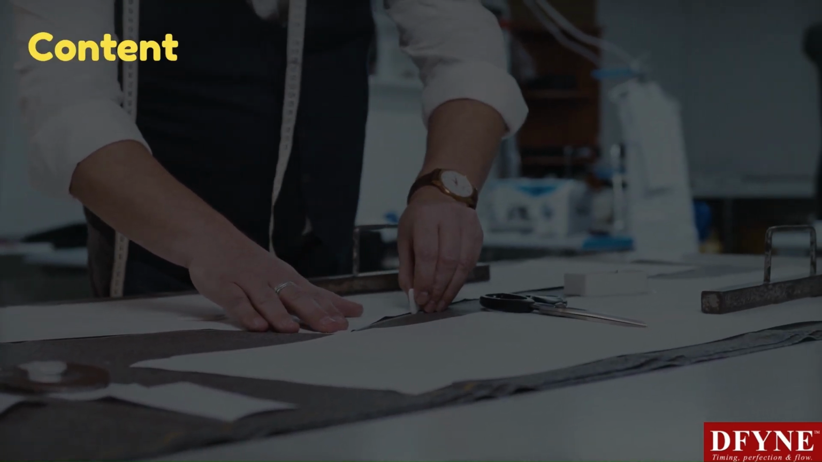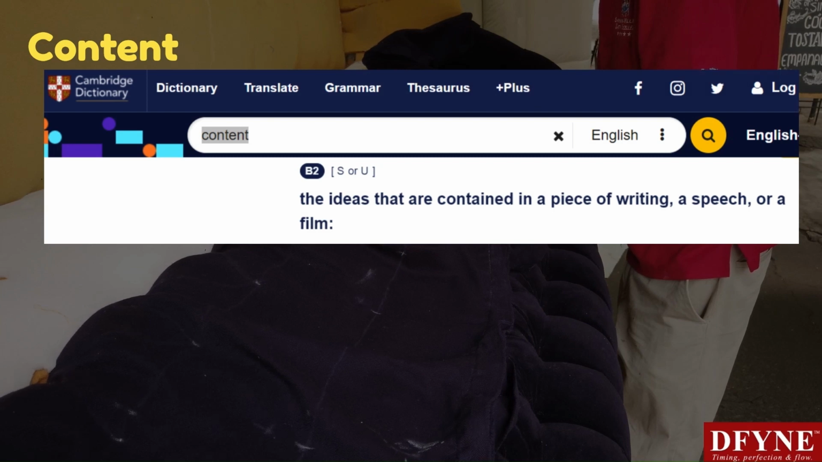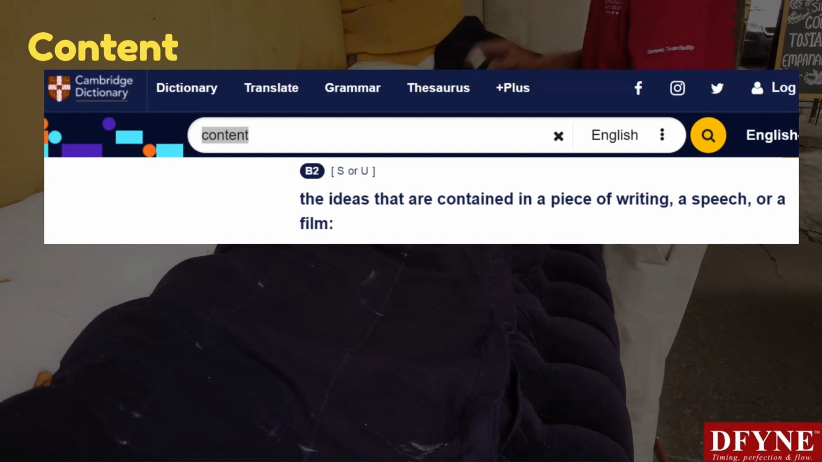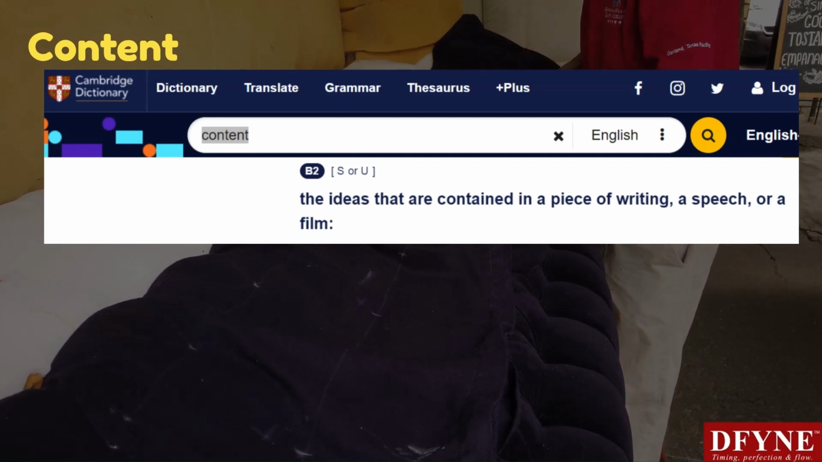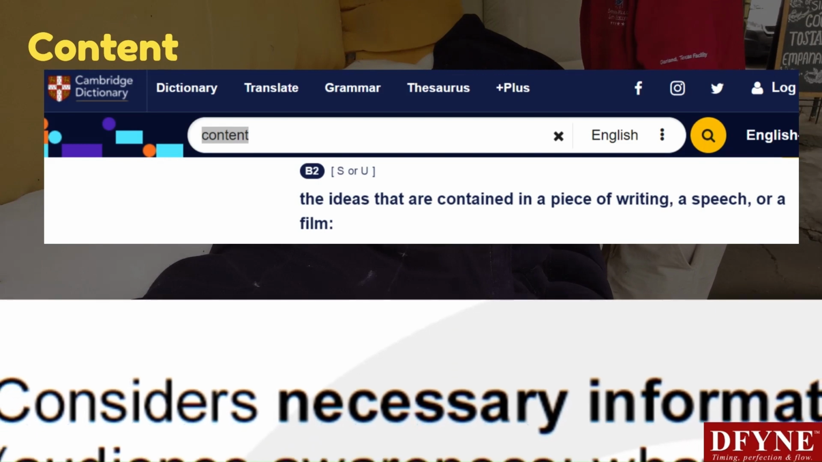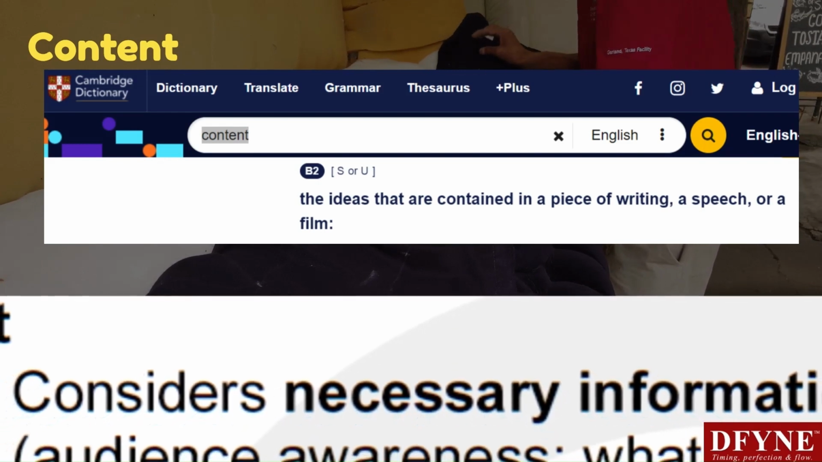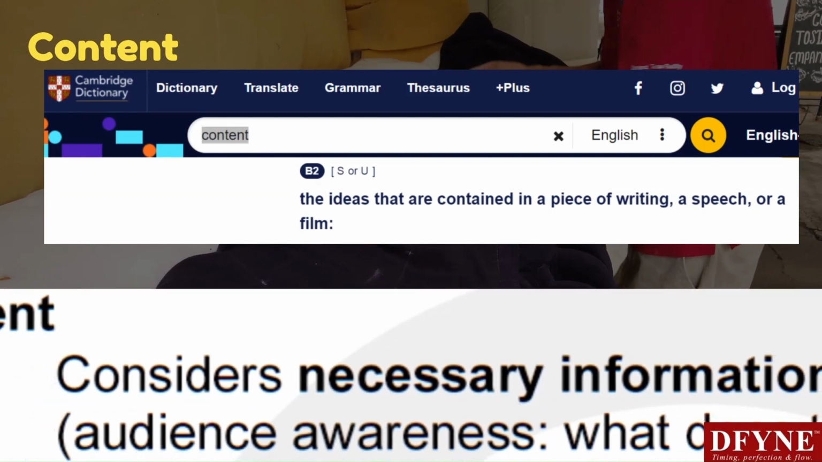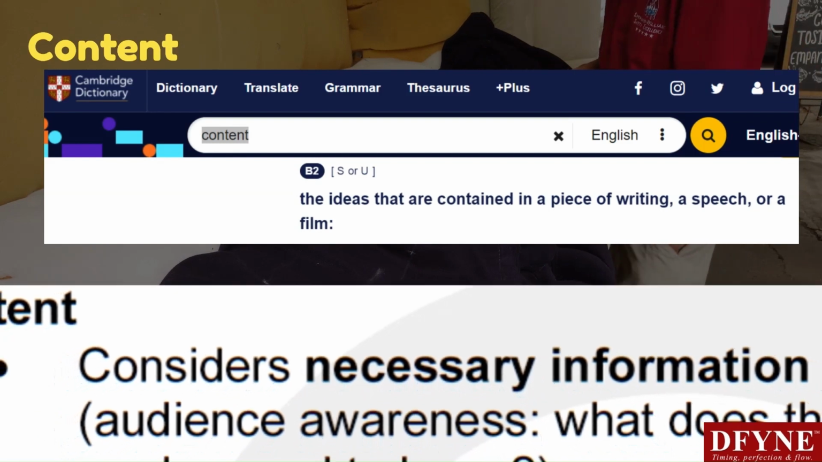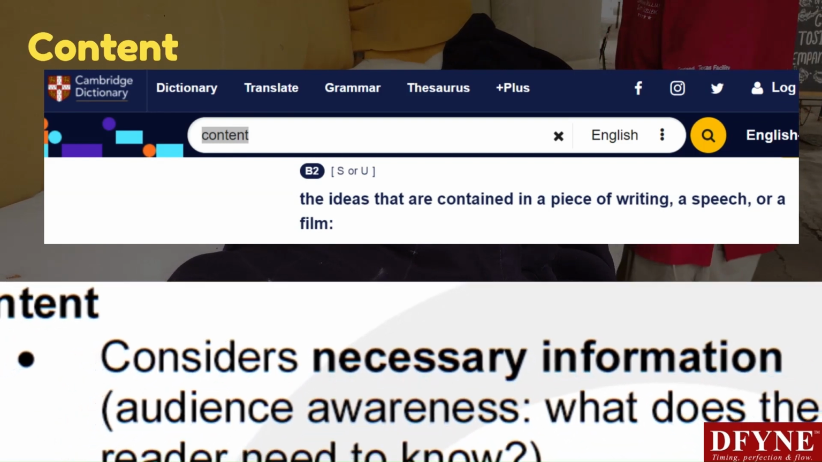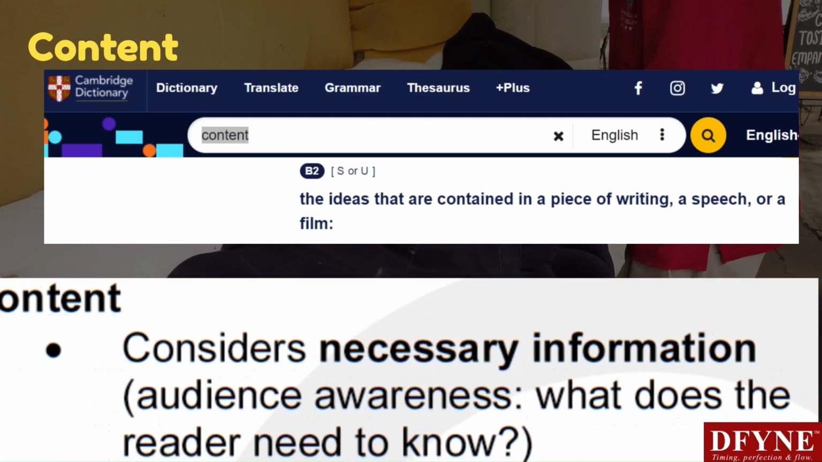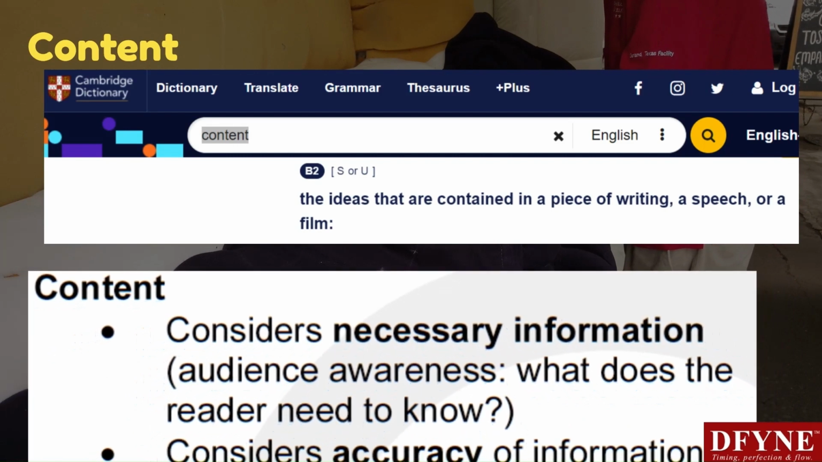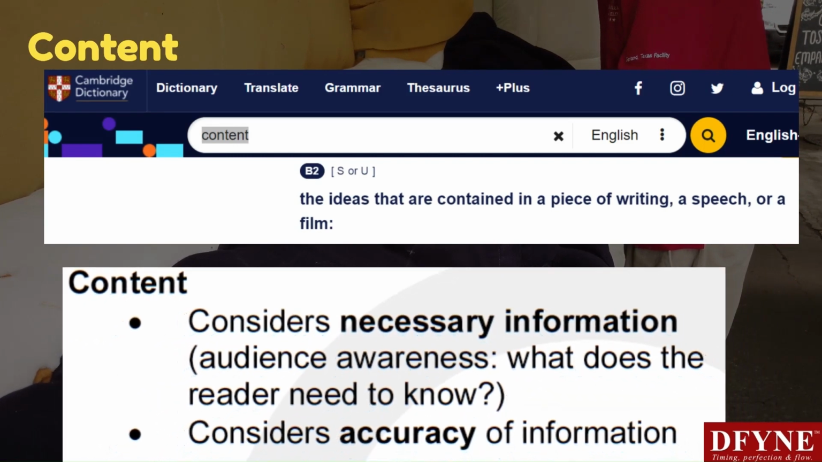Content. It is defined as the ideas that are contained in a piece of writing, a speech or a film. In this case, it's a piece of writing. Keep your focus only to the most necessary information required for the reader. Make sure this information is as accurate as possible. You would be referring to the case notes for this. Gradually, add only the priority information if the words are not enough. If the information written in your letter is not really necessary, you may end up with less score in this criteria.